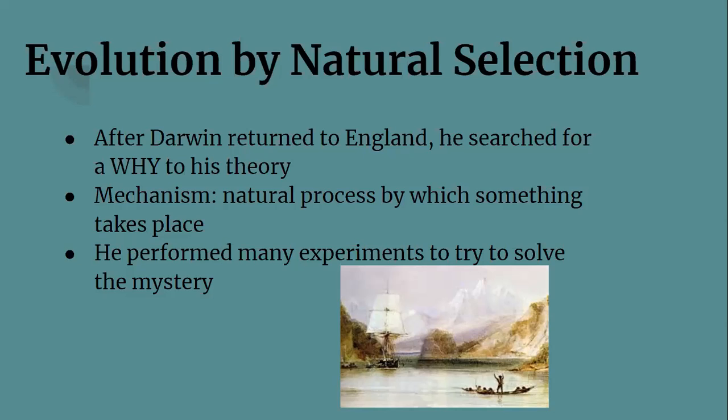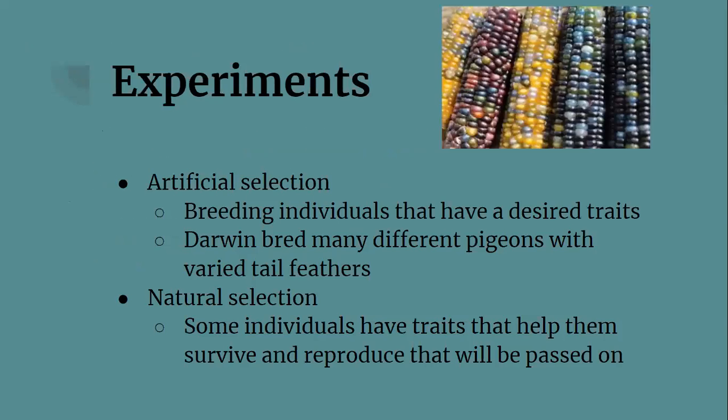So Darwin started asking himself, how could this be? Why does one species become better adapted to these new conditions? And to solve the mystery, Darwin performed many experiments and read the works of other naturalists and scientists. So we can also start on artificial and natural selection.